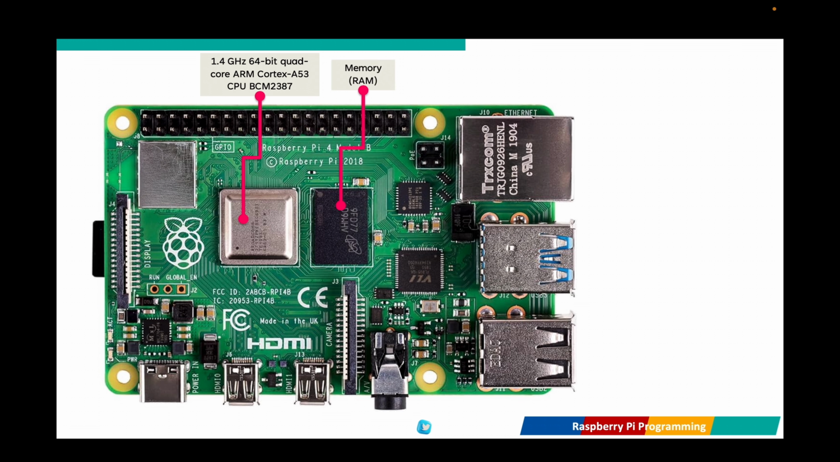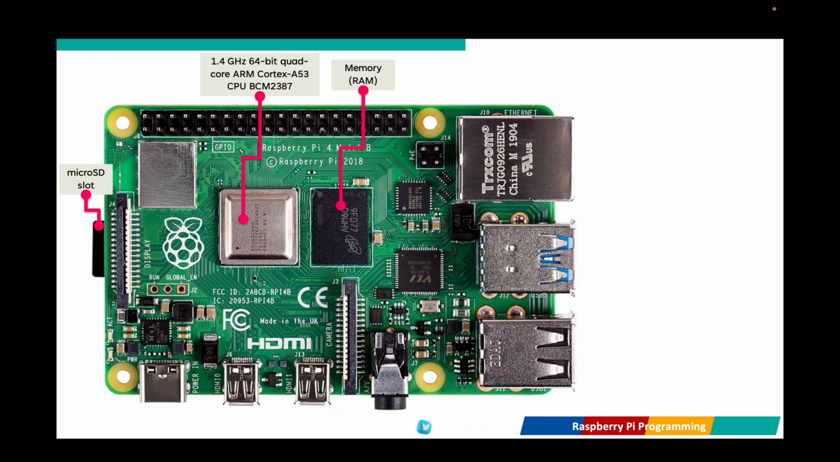Next, let's have a look into its RAM, the memory. Raspberry Pi 4 comes with multiple RAM options, 2GB, 4GB, or 8GB of LPDDR4 memory. More RAM allows for smoother multitasking and better performance in applications such as web browsing, programming, and even AI processing.